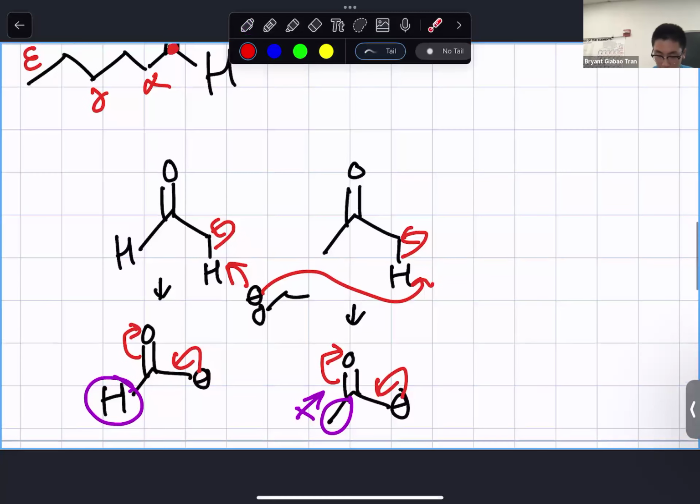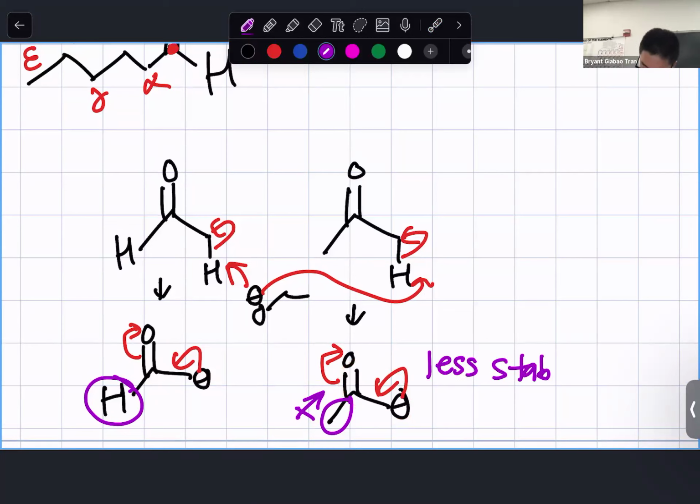Because this R group is donating electrons towards this negative charge, that's going to be less stable, because negative charges repel each other. So this is a less stable conjugate base, and this is a more stable conjugate base.